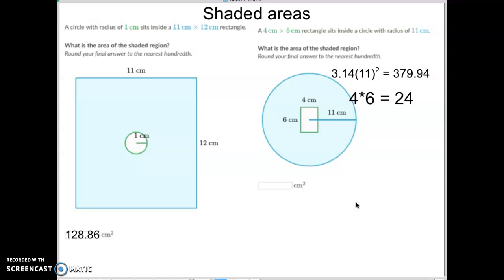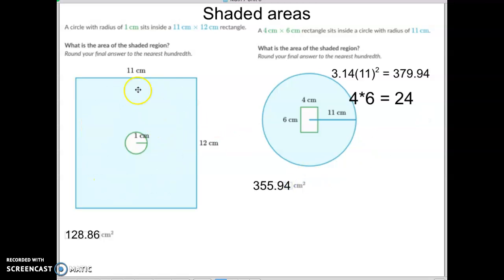And when I take 379.94 minus 24, and again, we're rounding our answer to the hundredth, so this will work out fine, it is going to be 355.94. I'll shrink that up so that it fits. So again, 379.94 minus 24 is 355.94.